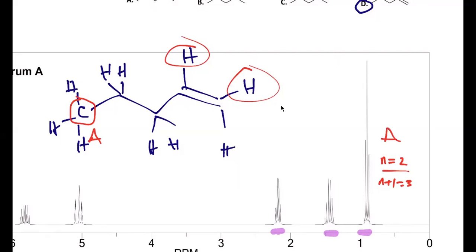All right, look at the next set. Right here, I'm gonna change the color up. What should that signal be split into? How many lines? Look at the number of neighbors. Tell me how many lines it should be split into. 6. 6 lines, good, excellent. So for that signal, for that set of protons, N is 5. So N plus 1 is going to be 6.